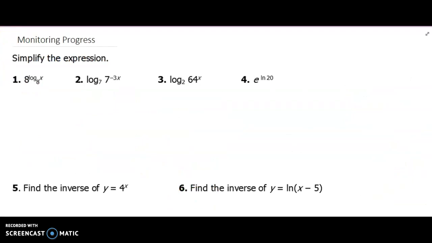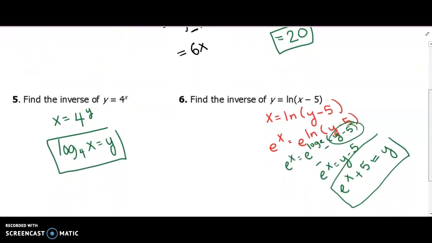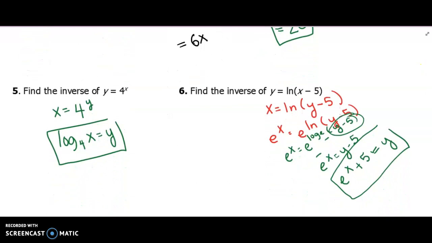All right, I highly encourage you to try these on your own, monitoring your progress. So pause this video, work through them, and then I will work them out, and then you can check yourself. All right, so this is what you should have gotten. So that's the top part. Here's the bottom part.